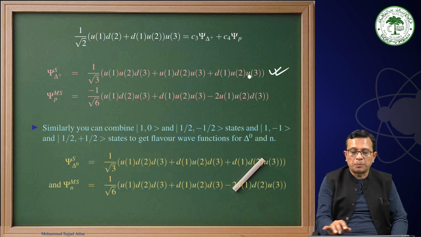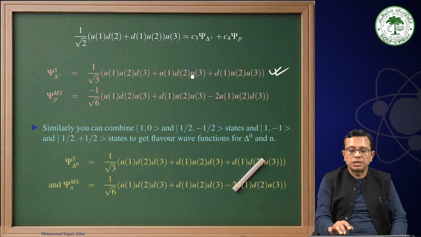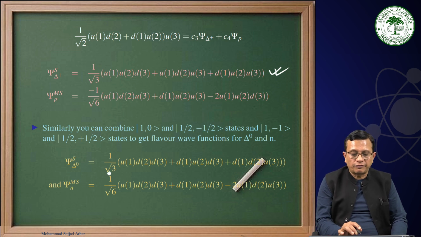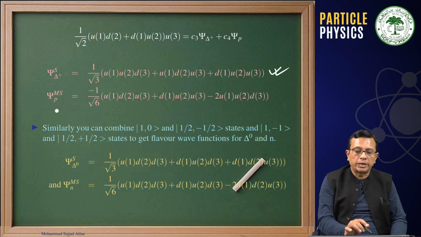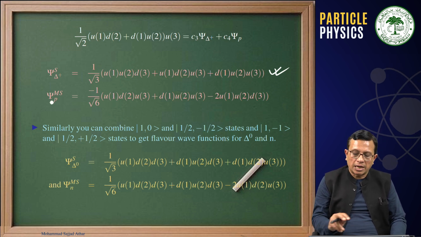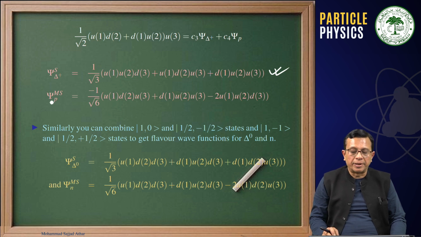You interchange the position of these objects: u1, u2, d3 plus u1, d2, u3 plus d1, u2, u3. For the delta 0, it is also completely symmetric, while for the proton, the first two are symmetric and the third makes it anti-symmetric. Therefore, we are calling it mixed symmetric, and similarly this is also mixed symmetric.